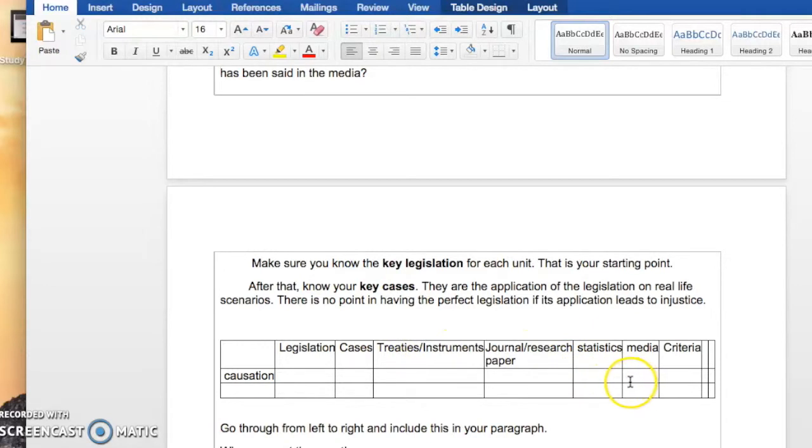Just obviously go with the ones that are relevant to you, but that's basically the step that you are following. I highly recommend that you keep a table like this for each subject. So you should have one for crime, you should have one for human rights, and you should have one for each elective that you are studying.